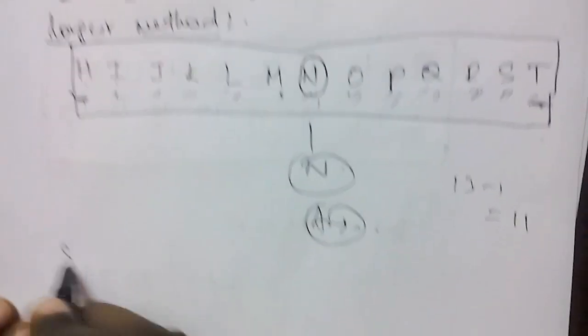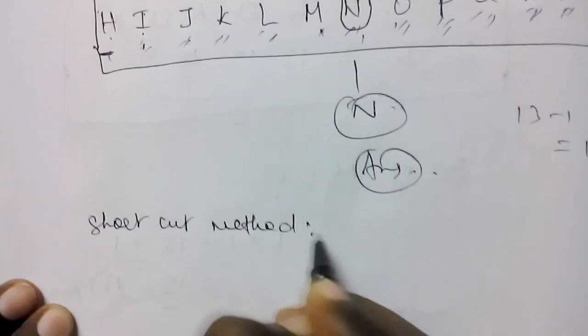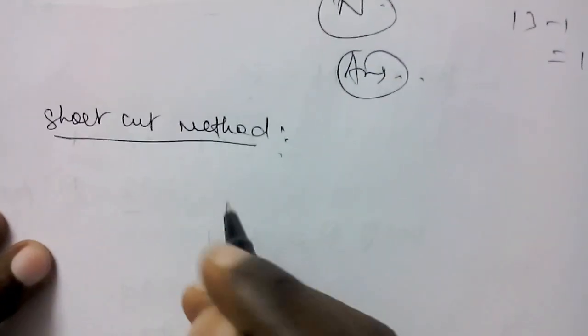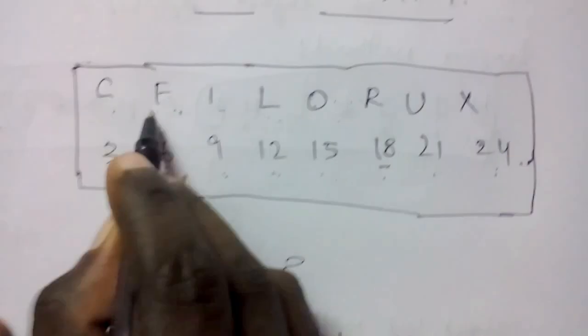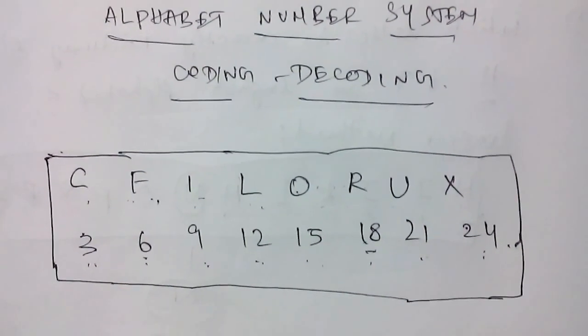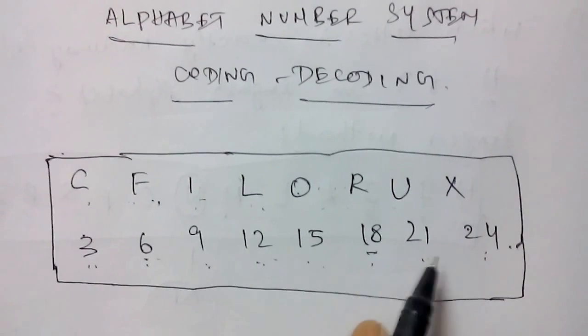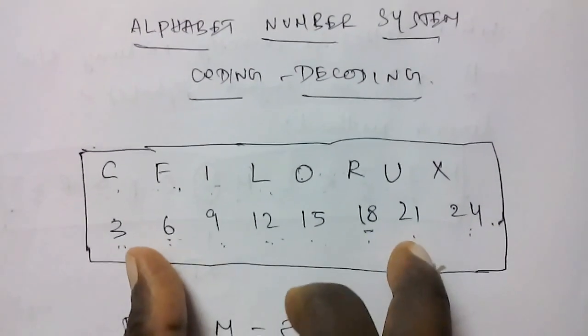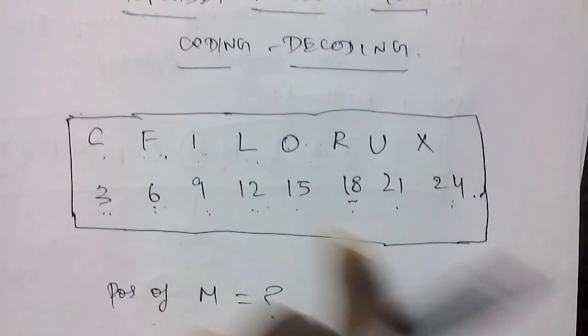Now let me take you to the shortcut method. We already know the formula which we use: CFILORUX, that is 3, 6, 9, 12, 15, 18, 21, 24. Now using this formula we are going to apply it to the question.